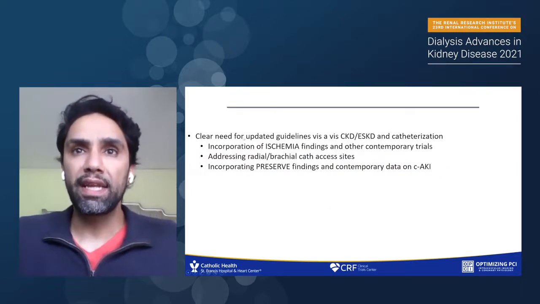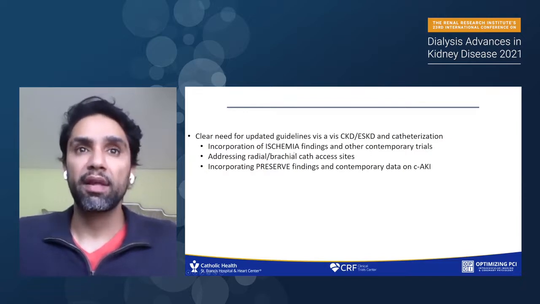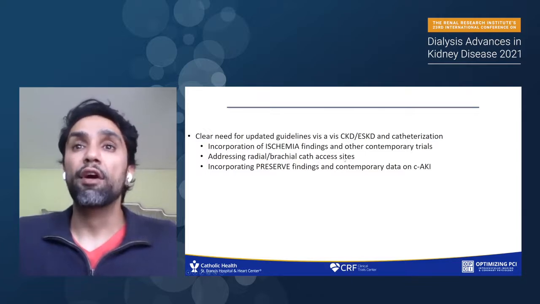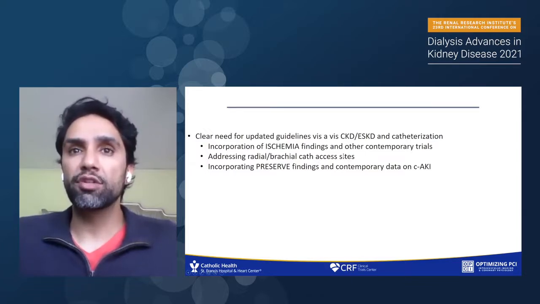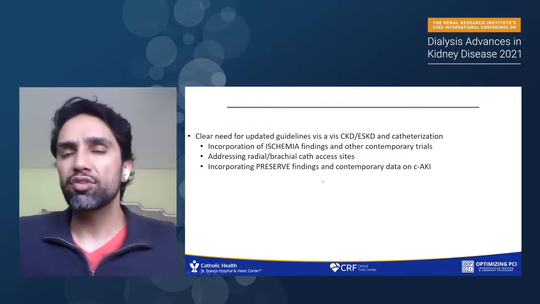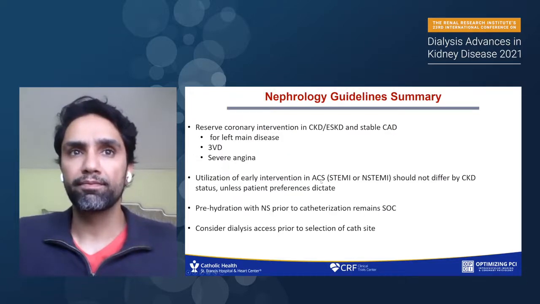We clearly need updated guidelines vis-a-vis CKD, end-stage kidney disease, and catheterization. We need incorporation of the ISCHEMIA findings and other contemporary trials, of which there really aren't many. We need to understand the radial and brachial cath access sites and whether that further jeopardizes patients potentially requiring AV fistula. And we haven't really incorporated the findings of the PRESERVE study, which essentially showed that normal saline was as effective as other agents such as sodium bicarbonate.